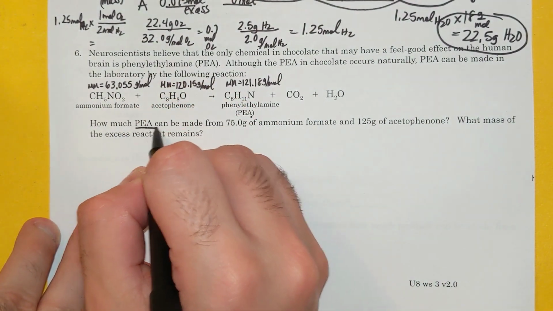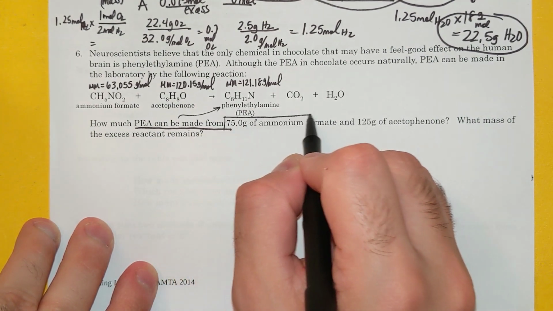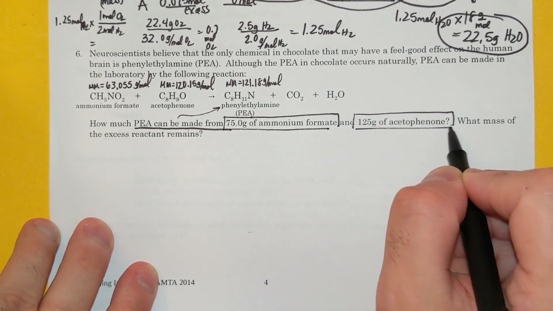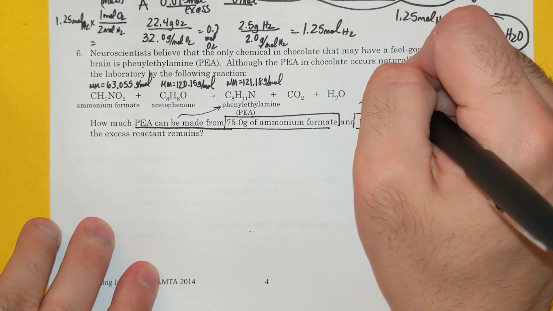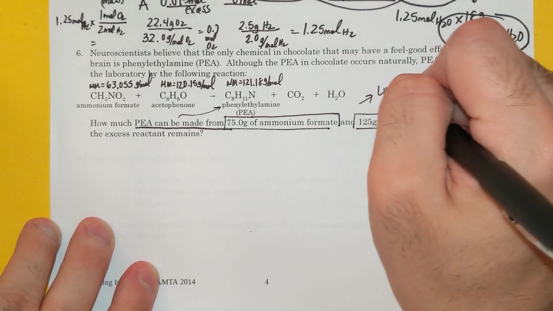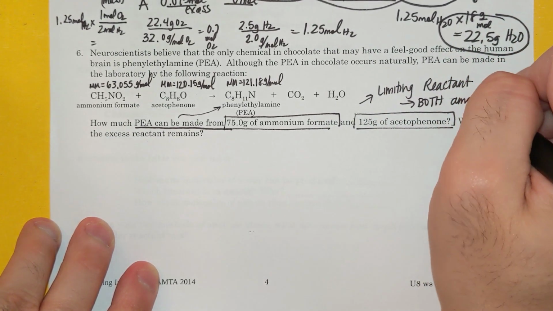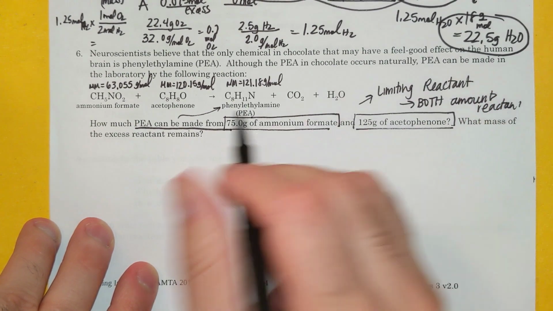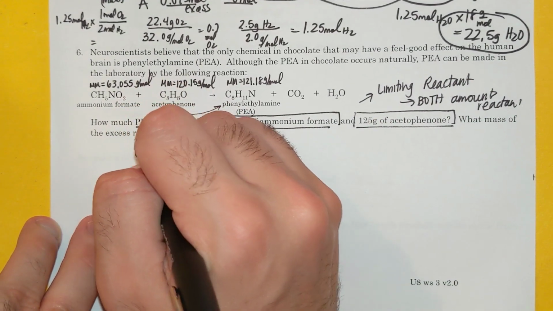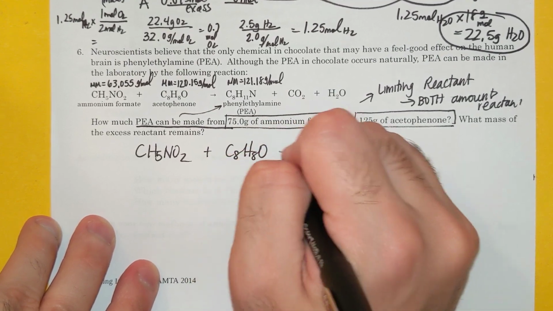It says how much PEA can be made from 75 grams of ammonium formate and 125 grams of acetophenone. I know this is a limiting reactant problem because they give you both amounts of reactants. And it says what mass of the excess remains. So let's figure out how much PEA I could make. I'm going to rewrite this with a BCA table, or you could do it just right underneath. It's fine.